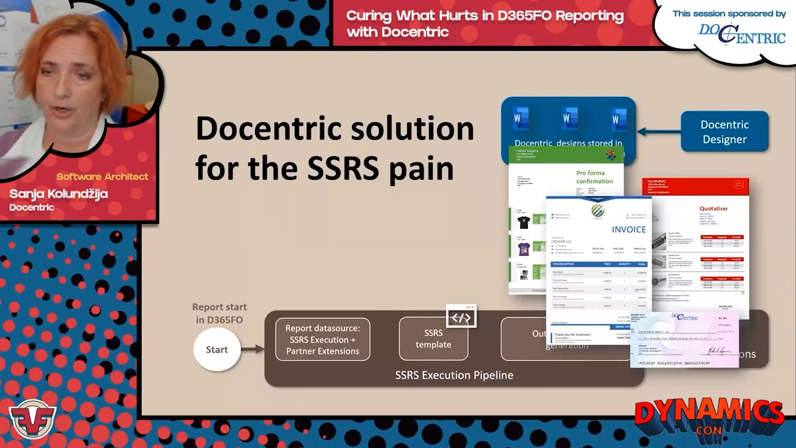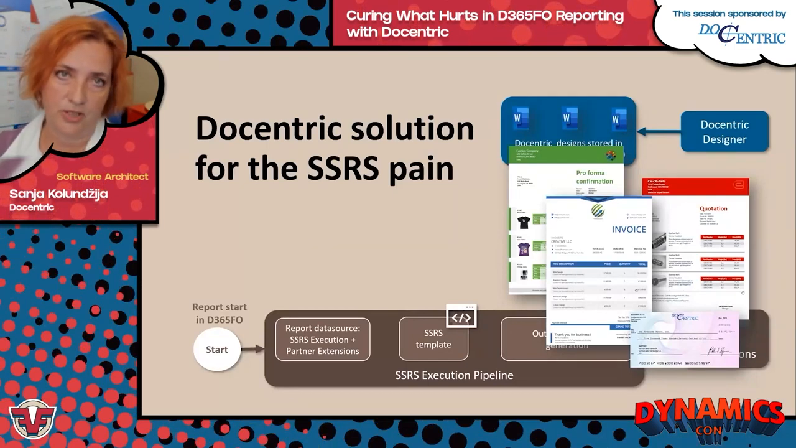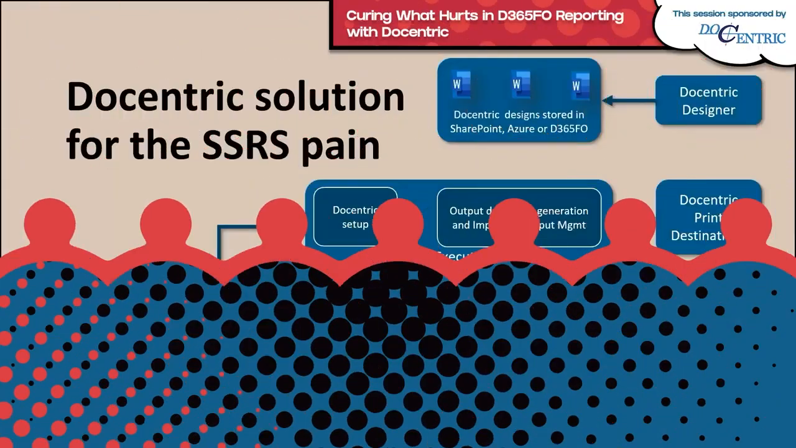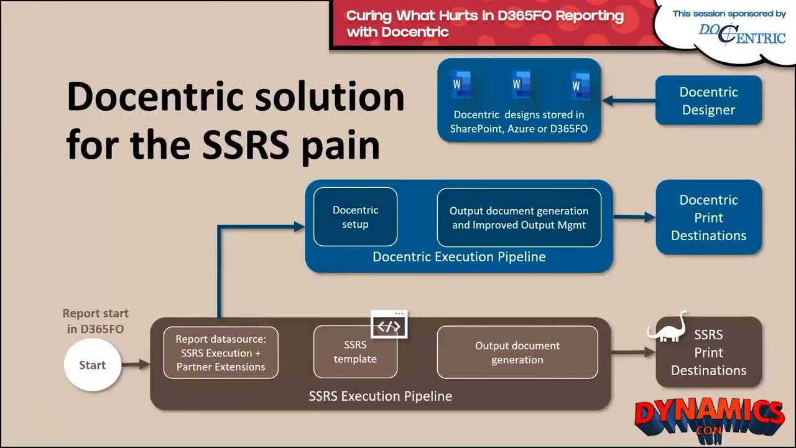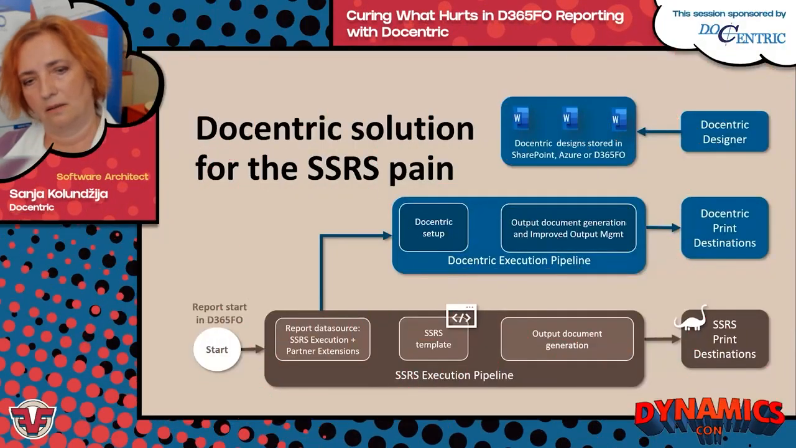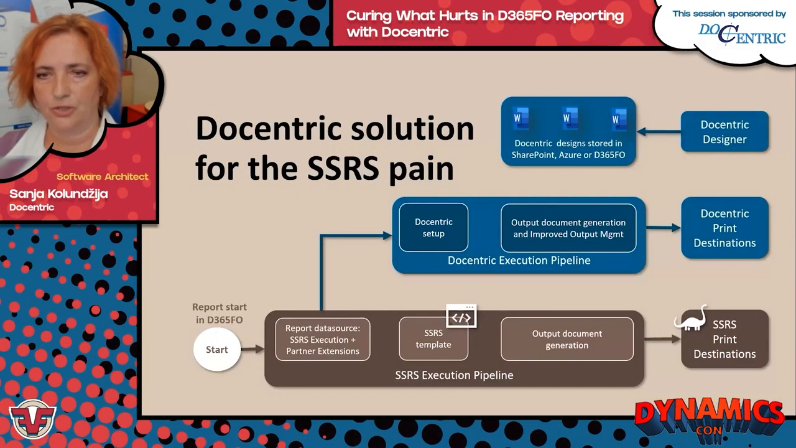You can use our ready-made designs, which are exact copies of SSRS. We call them Docentric SSRS replicas. So obviously we need something that will now deal with these designs and will be able to take over the control from SSRS, and to combine the report data source that comes out of SSRS with these designs. And this is this middle lane that appeared on the screen.